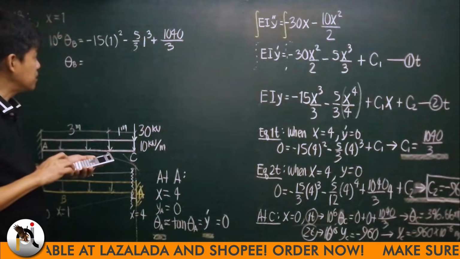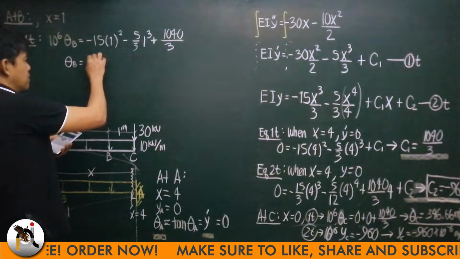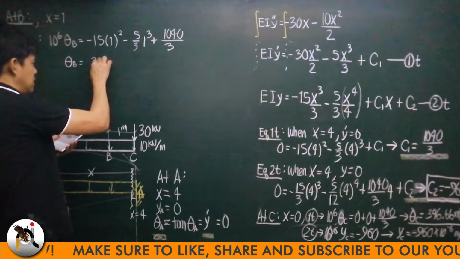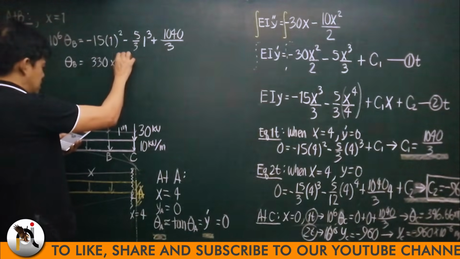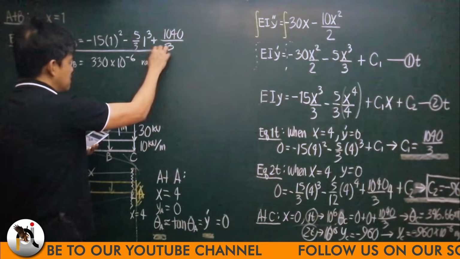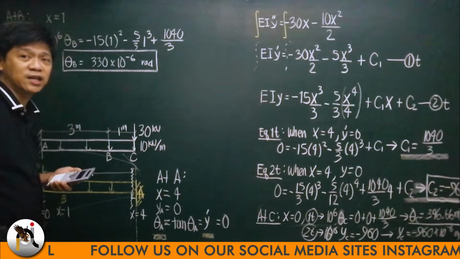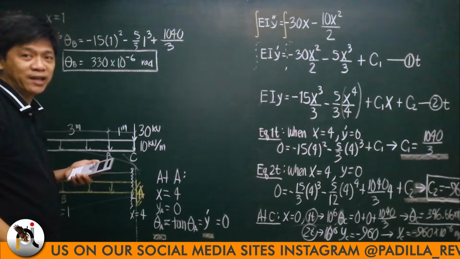So let me solve. Minus 15 minus 5 divided. So you'll get here 330 times 10 to the minus 6, and this would be in radians. If you want to convert it to degrees, just multiply by 180 over pi.